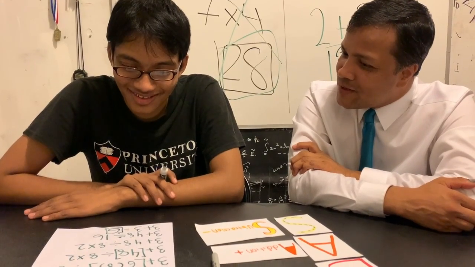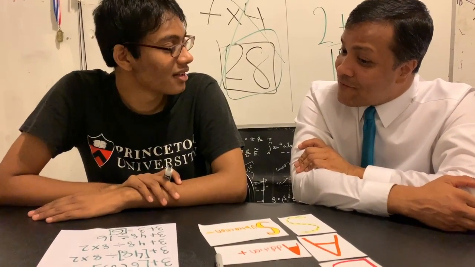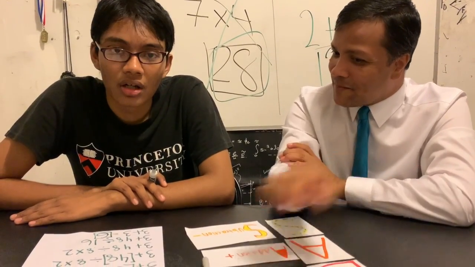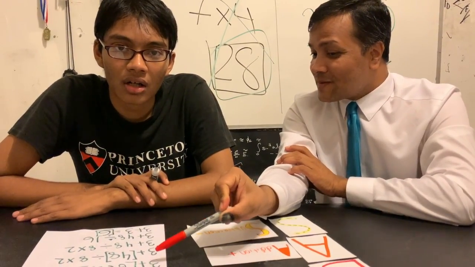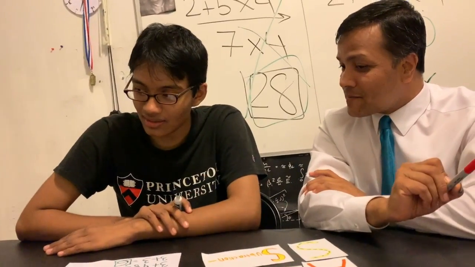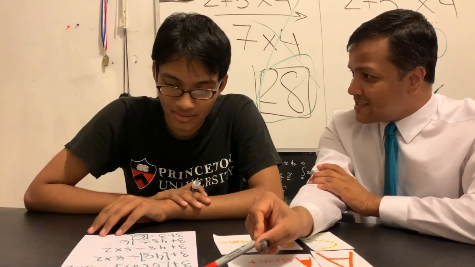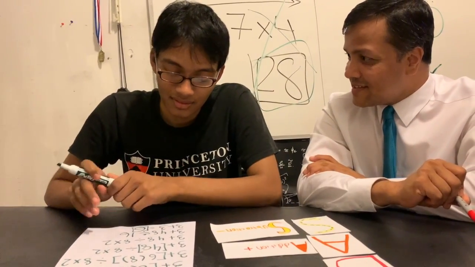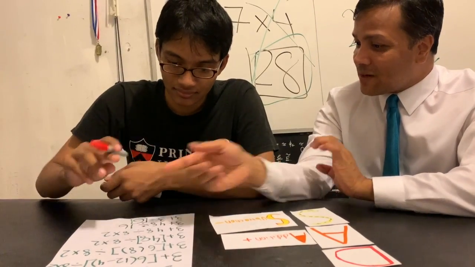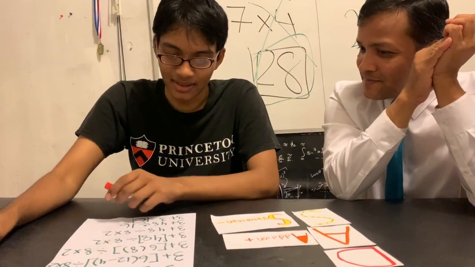So why don't you find the mistake in the algorithm? How many lines do you have? 1, 2, 3, 4, 5, 6. Okay. So you have written 6 lines. Find the mistake and circle it. So let's see.